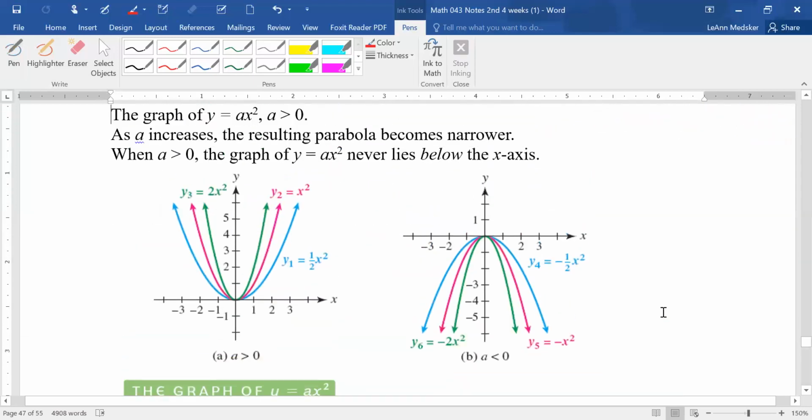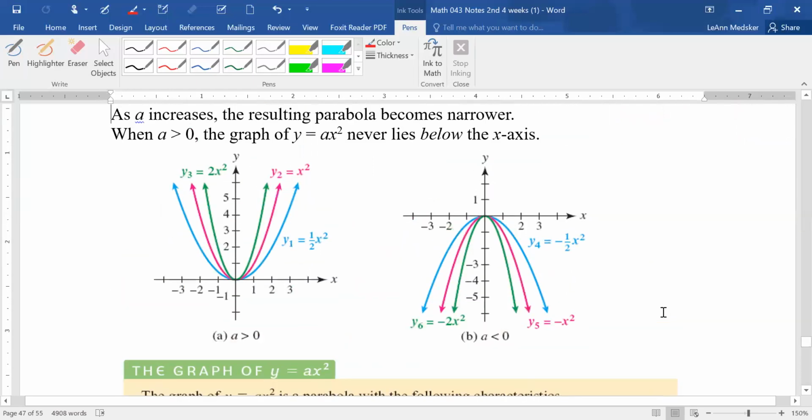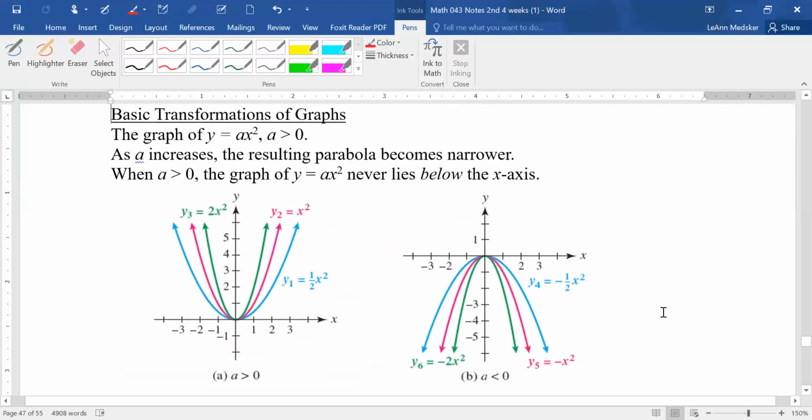Okay, and then the last portion of section 11.1 is about what we call basic transformations of graphs. This is just a picture. I'm not going to read all of this to you because honestly it's confusing and I summarize it better. This came from the textbook, but I'm going to summarize what we're going to talk about in a box down below, or at least in a list.